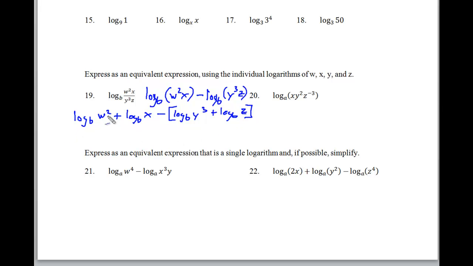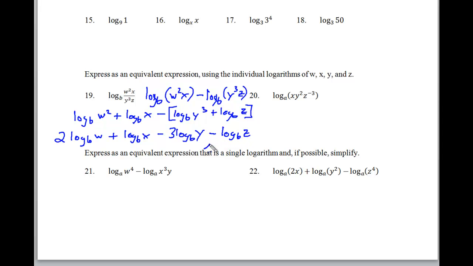Alright, now our first two, let's figure this out here. Move the 2 in front, so log base b of w plus log base b of x. Now here that 3 moves in front, so this is negative 3 log base b of y, and here's where people make a mistake. This minus gets multiplied by this plus, so this is a minus log base b of z. So look out for that.